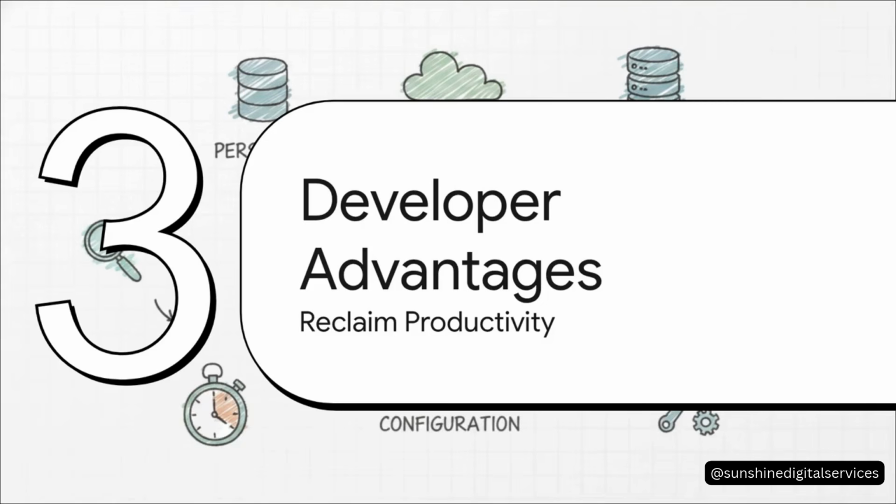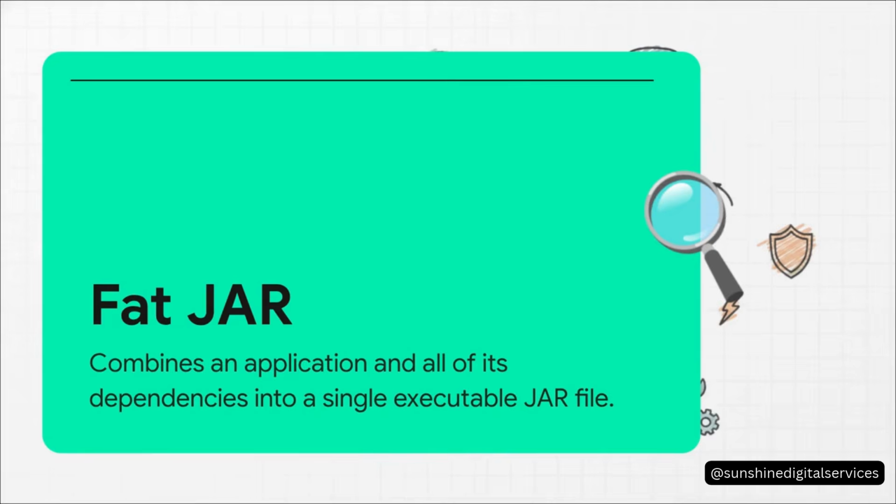Section 3, the developer advantages. Reclaiming your productivity. Okay, a massive game changer here is the fat jar. This right here is the absolute key to simplified deployment. See, Dropwizard packages your entire application, the embedded Jetty server, and every single dependency into one single executable jar file. Think about why that matters for a second. You only ever deploy a single artifact. It completely eliminates those terrible cross-environment deployment headaches, where code works locally but mysteriously breaks in staging because of some missing library. With this, consistency across your environments is practically guaranteed.